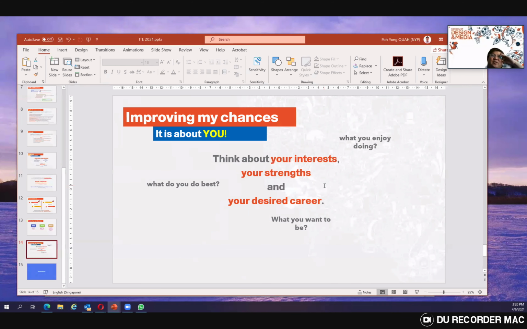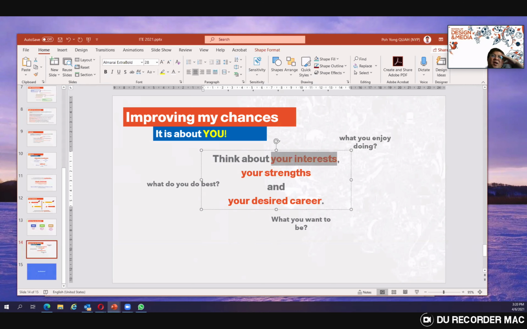Think about your interest. So what you like to do? So I say, I like to do drawing. During my free time, I like to go and study architectural drawing. I take photographs of historical buildings, admiring the structure. So this is my interest. I take photographs of colonial buildings, looking at the structure.